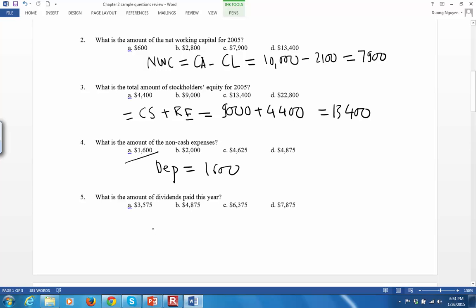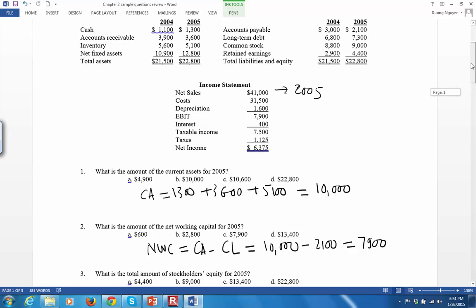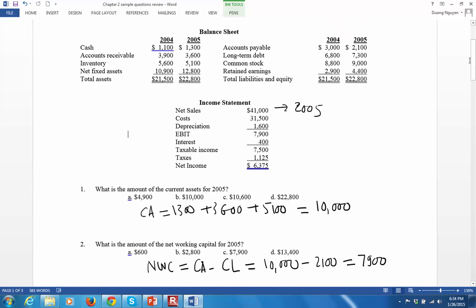What is the amount of dividend paid this year? How do you know how much the company paid in dividends? If you know net income, usually the company uses net income to pay dividends, and the remaining net income, which doesn't go to dividends, will go to the retained earnings account. That is the addition to retained earnings.